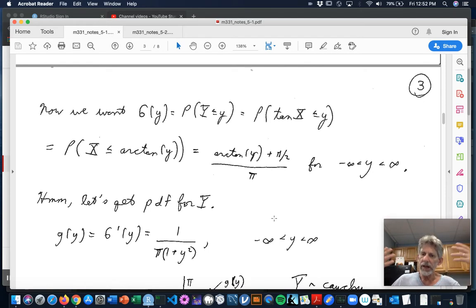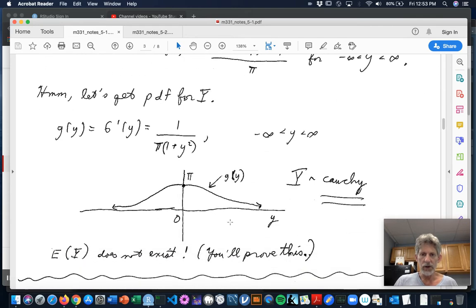Which is not too illuminating, so why don't we take the derivative of the CDF and get ourselves a PDF for capital Y. The derivative of arctangent of something is 1 over 1 plus the something squared, so 1 over 1 plus y squared. There's also a plus pi over 2 on the top, but its derivative is 0. I am multiplying the whole thing by 1 over pi, so that constant multiple stays around, and this would therefore be the derivative. That's good for all your y's.